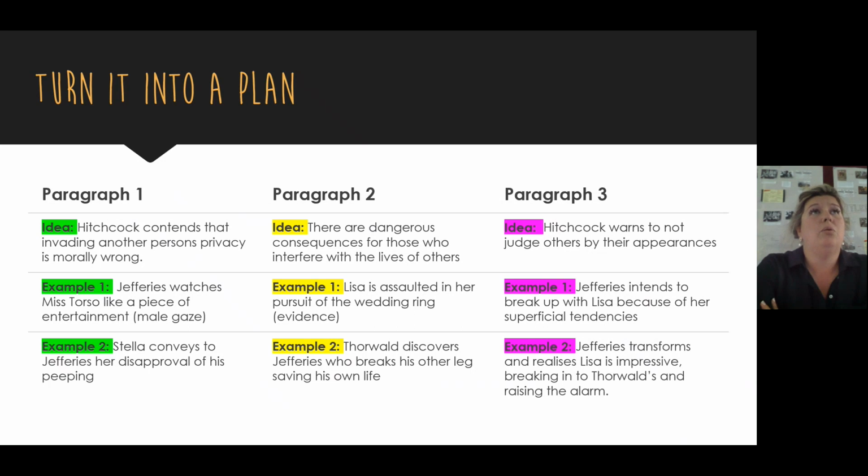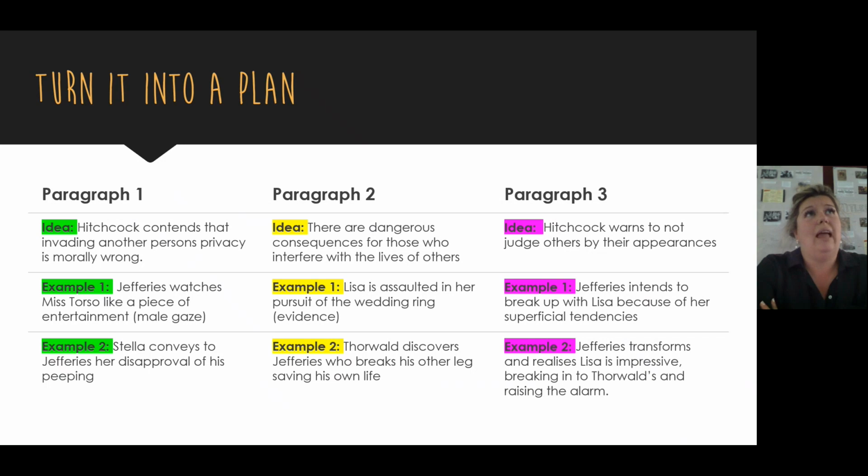Lastly, I'm going to talk about how Hitchcock warns not to judge others by their appearances. So this is more of a warning to the audience as well as to Jeffries. I'm using the examples that Jeffries intends to break up with Lisa because of her superficial tendencies, but also the fact that he realizes later that Lisa is quite impressive after she breaks into Thorwald's and raises the alarm. So he shouldn't have judged a book by its cover.